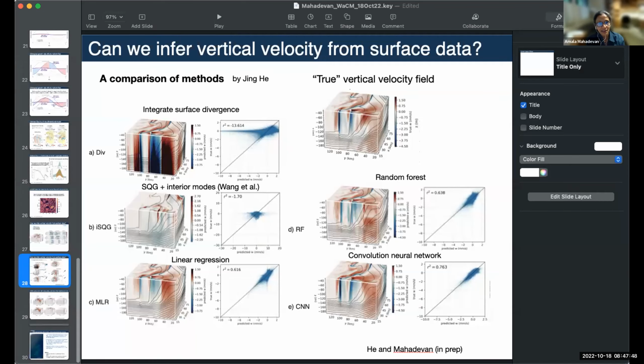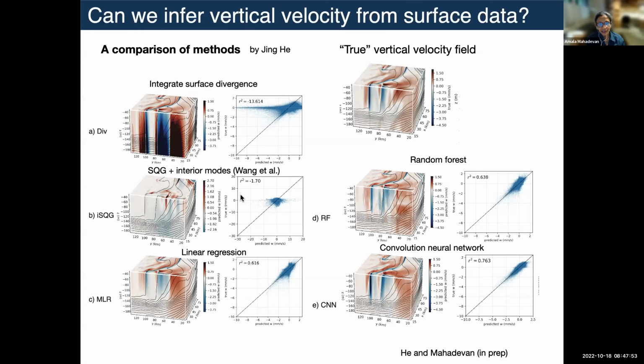Yeah, so I don't know the exact answer to your question, but maybe I can show you a slide where we have tried thinking about how you might use surface data. This is done by my student Jing He, and we tried to calculate the vertical velocity. The flow field is an upwelling front.